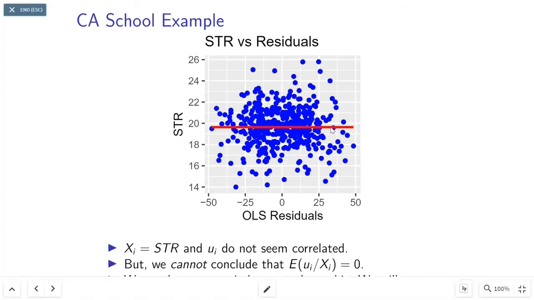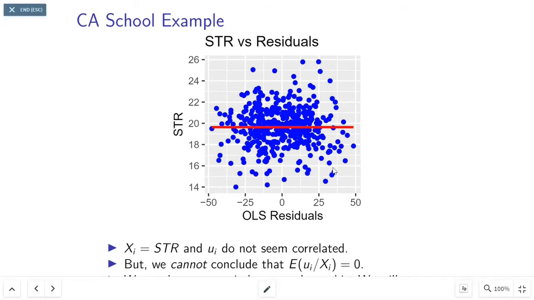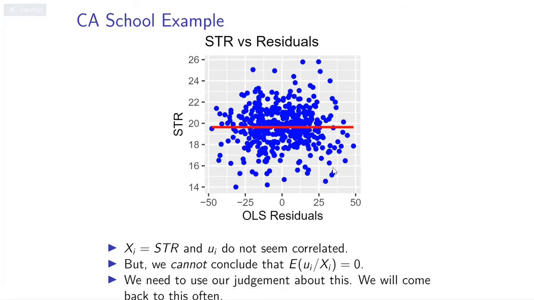This plot goes to show that, again, just because the correlation between STR and u is approximately 0 does not imply that the first assumption holds.